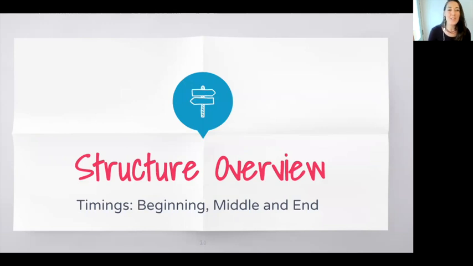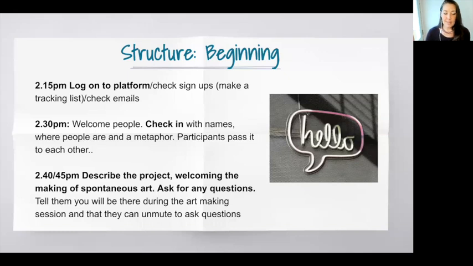So, the structure overview: timings, beginning, middle, and end. I'm actually going to share with you exactly the structure I used and the timings to really help you see all the different details, because this is so important for us. As we know, the therapist is the container and holds the structure of the group.